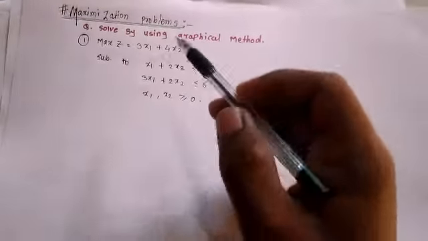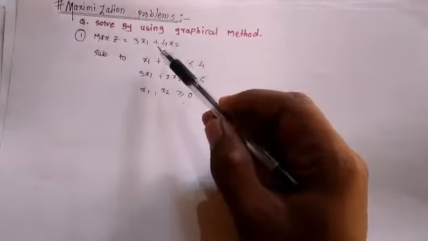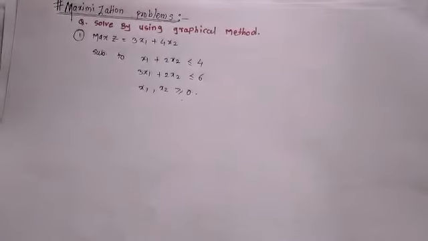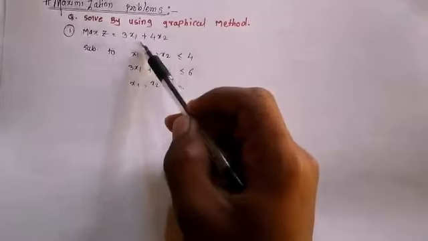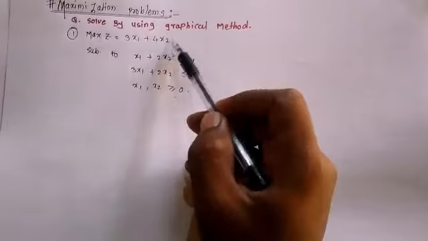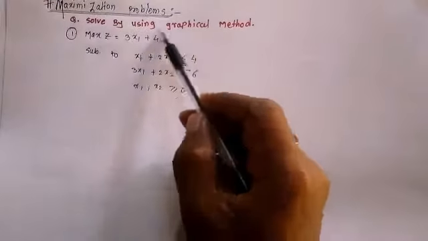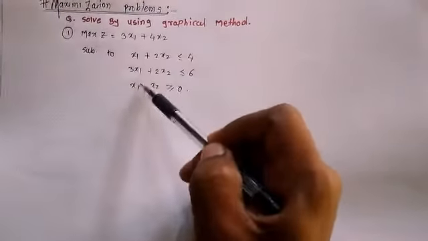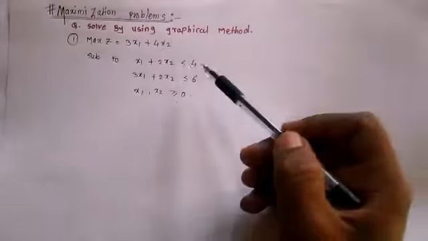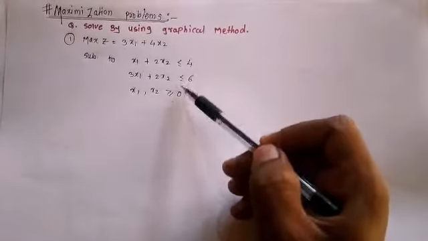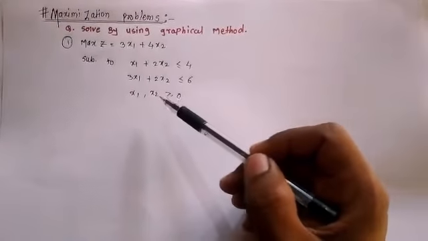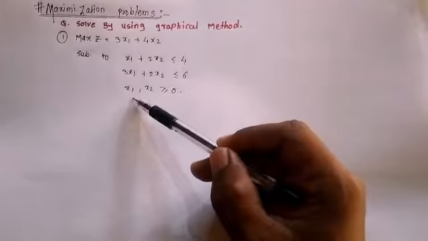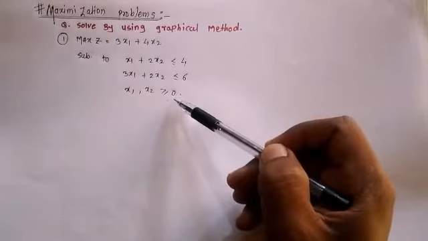Before that, I'm going to tell you something about the decision variables and the objective function. This is our objective function: maximization of z equals 3x1 plus 4x2. And x1 and x2 are our decision variables. This less than or equal to is our constraint. Constraint is nothing but limits, as we already discussed. And then x1 and x2 greater than or equal to 0.